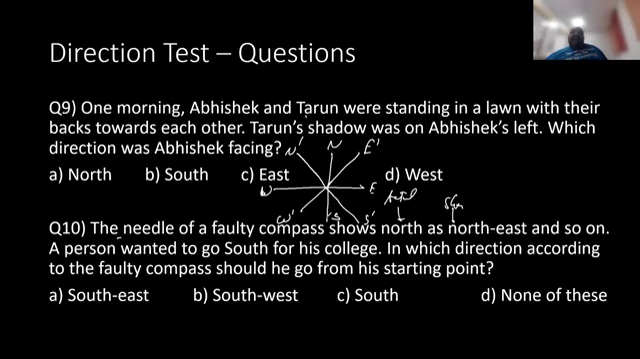The person wants to go south. Here is where he wants to go. This direction will be shown in the faulty compass as southwest. So according to the compass, he should start moving southwest. See, the opposite of north is south, right? So the faulty compass will show northeast, and the opposite of northeast in the faulty compass will be southwest. So if he wants to go south, he should be going southwest.